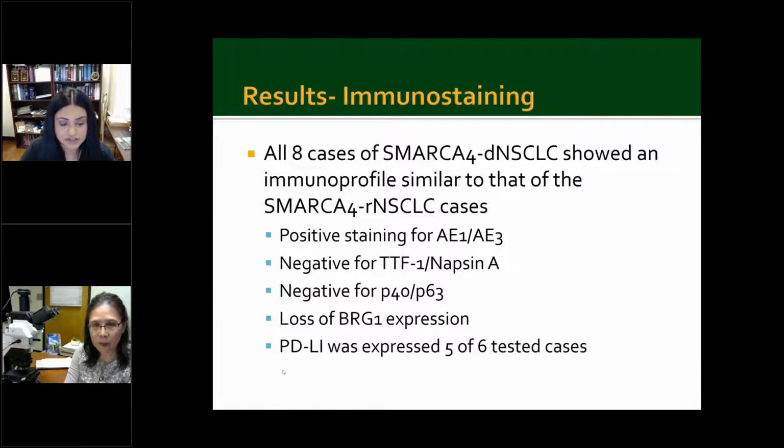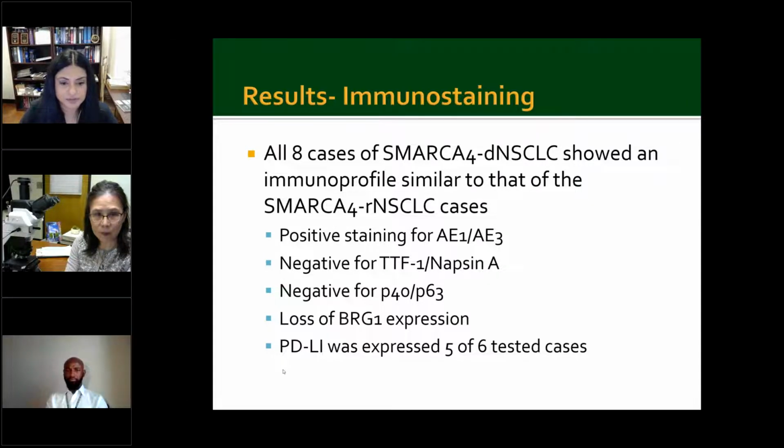And this was another interesting finding. PDL1 was expressed in 5 of the 6 tested cases. And here PDL1 expression was defined as low or high. So these 5 out of 6 cases look like they had between 1 to 50% expression of PDL1.